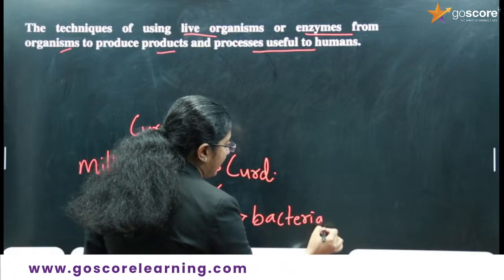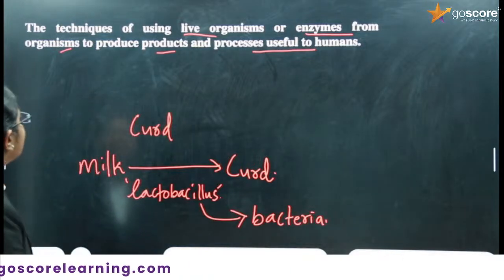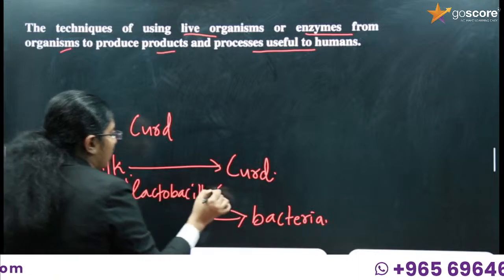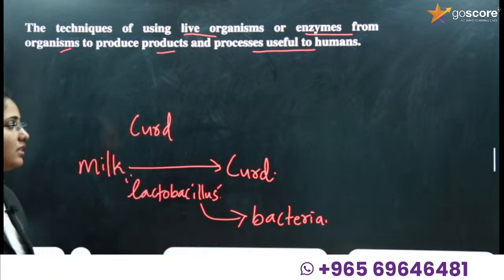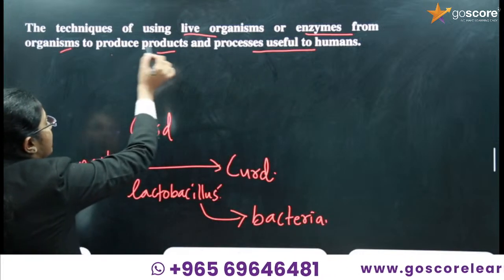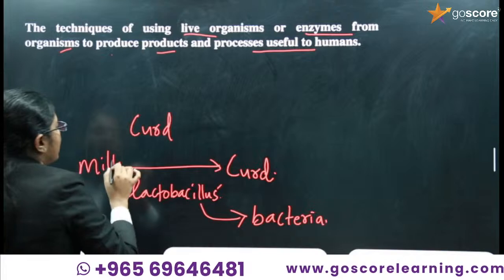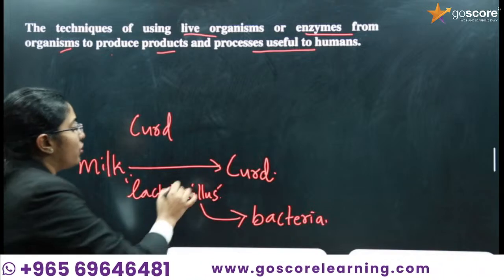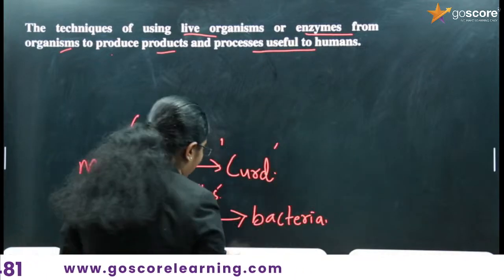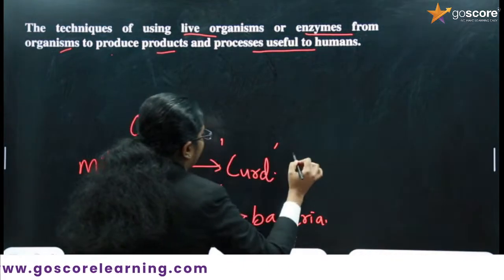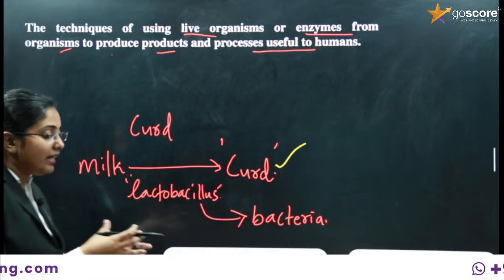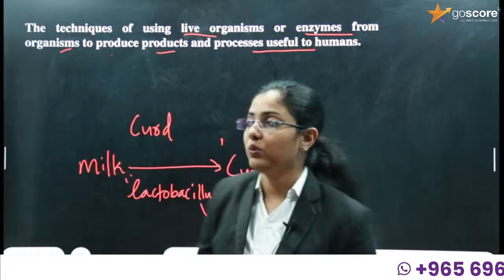Once again, we can check the definition. It is the technique of using live organisms. Here the live organism used is lactobacillus, or enzymes from the organism, to produce products and processes. What product is produced? Curd is produced, which is useful to humans. We human beings use curd in our diets. So we can integrate our definition with this example.